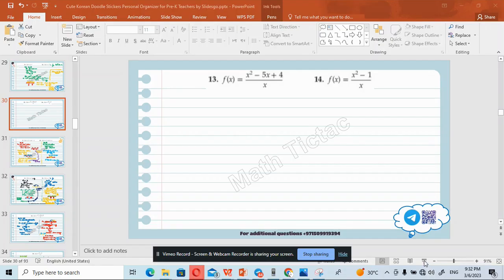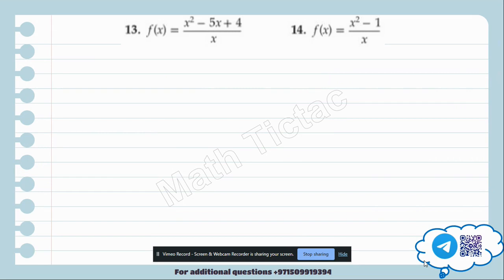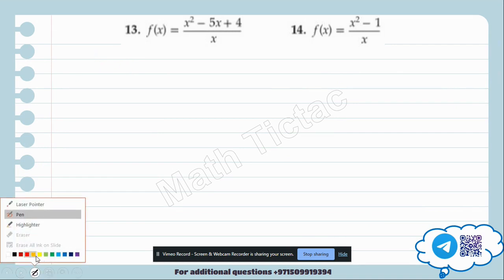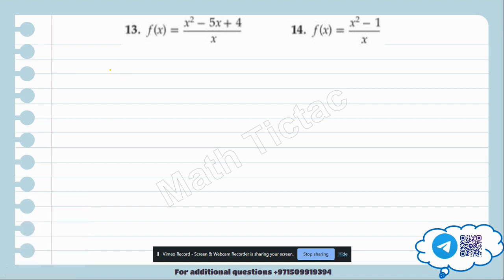Okay, so let's move to question 13. Let's see how we can solve the question if we have a rational function. We have questions 13 and 14, and let's choose 13 for example.